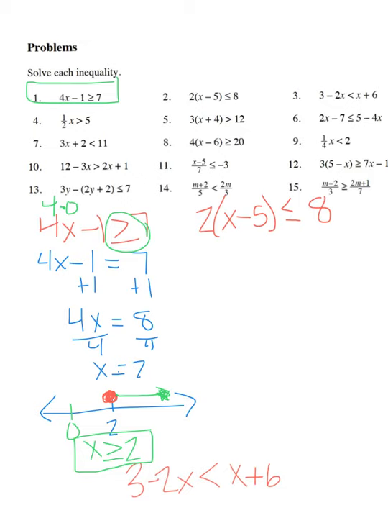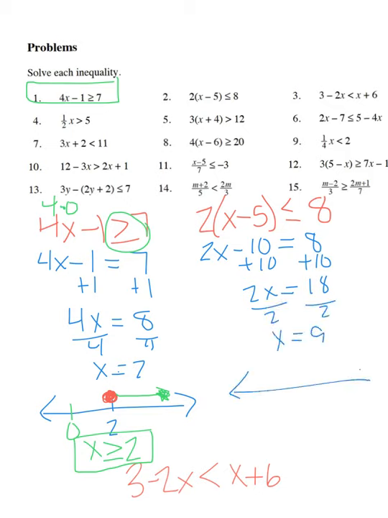So going to the next one, we have 2 times quantity x minus 5 is less than or equal to 8. So again, I'm going to solve it just like an equation. I'm going to distribute, solve it as if it was an equation, and I get 9. So again, that is my boundary point. Because it is, again, a less than or equal to, it's got the line underneath, that means my dot is going to be filled in.